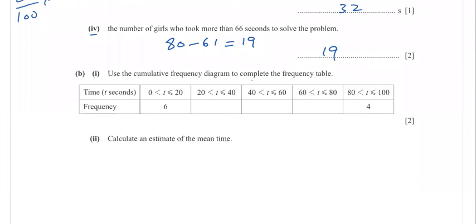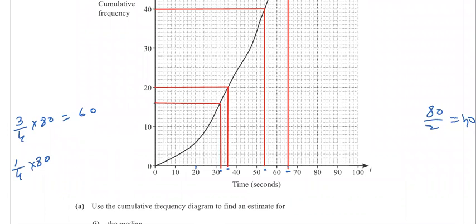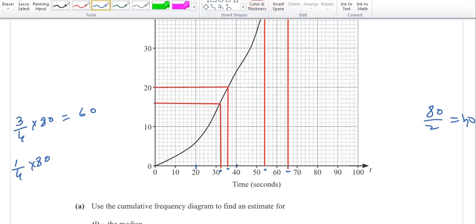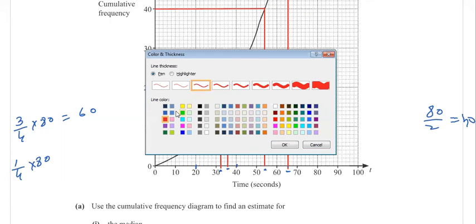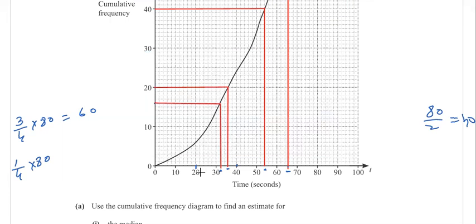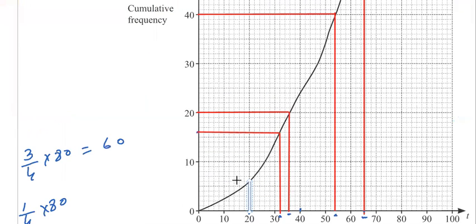Use the cumulative frequency diagram to complete the frequency table. For example, from 0 to 20, the frequency is 6. From 20 to 40, we have to see. This is 20 and this is 40. What you should do is draw the lines and check. Let's change the color for this one. This is for 20. It is better if I zoom in a little more, so the graph accuracy will be better.